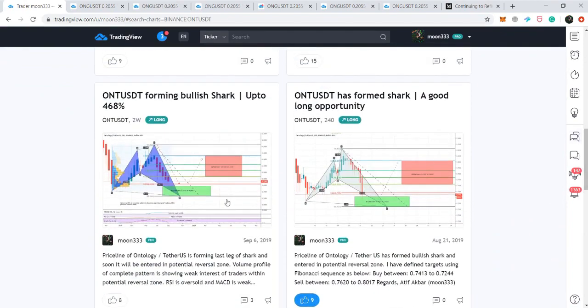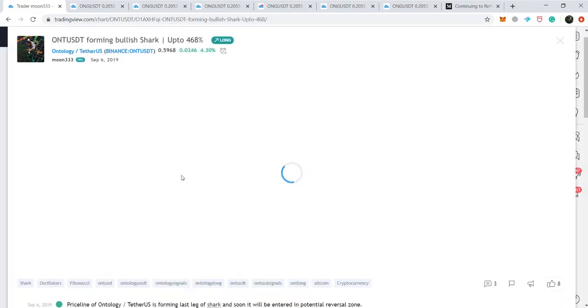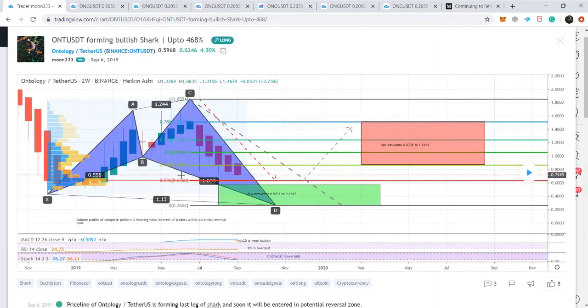This was the chart I posted on the 6th of September 2019, when the price action of Ontology was forming a bullish shark pattern. At that time, it was completing the final leg of this bullish shark. This was the initial leg. Then the A to B leg was retraced between the 0.382 and 0.618 Fibonacci retracement level. And this was the first confirmation of the bullish harmonic shark move.